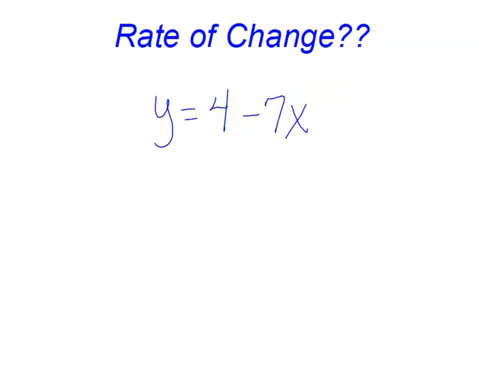So let's try another one. Rate of change. That means slope. Now, a lot of people, they jump to the first number, but that's not what it means, Joe. It's the number in front of x. So I'm like, oh, here's bam! In this case, it's negative 7. The number in front of x.